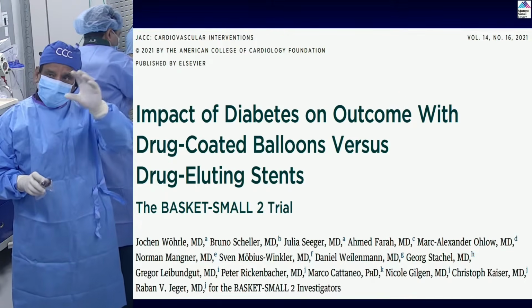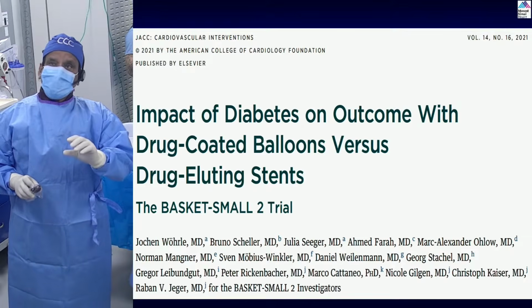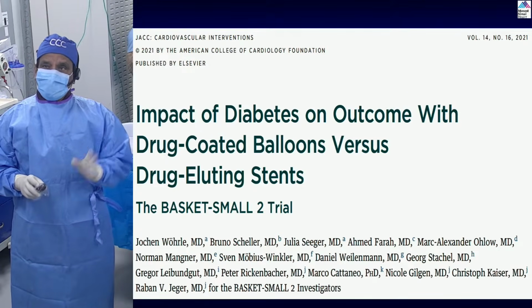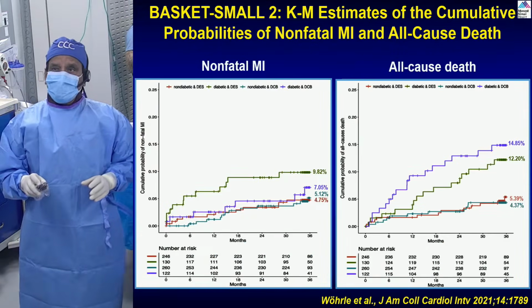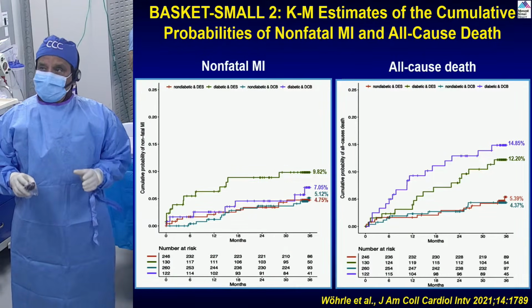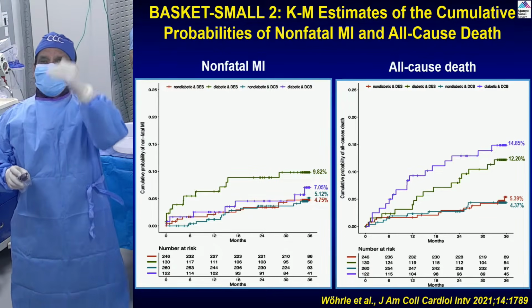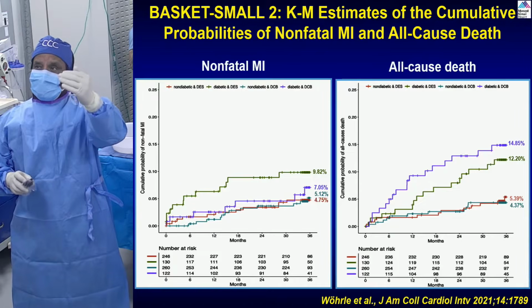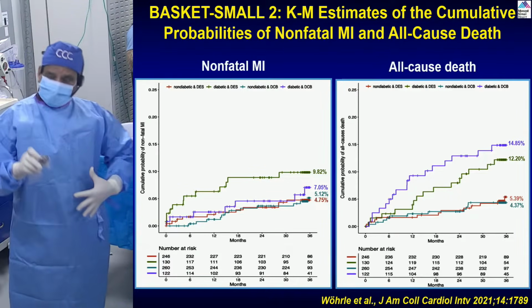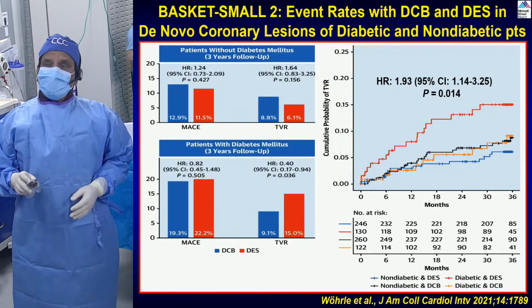Now, from the same group, BASKET-SMALL 2, this latest publication was for diabetic patients. Is there a difference in diabetic patients with a drug-coated balloon or drug-eluting stent in a small vessel? These are the non-fatal MI and all-cause death, as you can see, seems to be none. The diabetics have higher MI and higher death, but no difference between the drug-coated balloon and drug-eluting stent, DES.